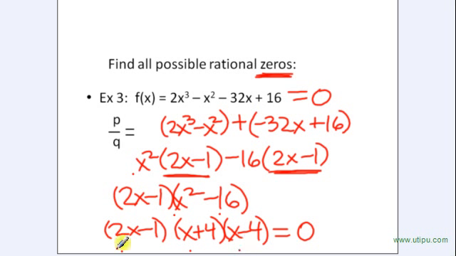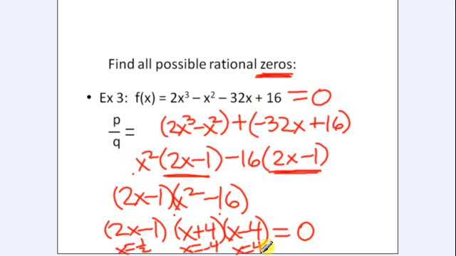So with this one, if I set equal to 0, I would add 1, divide by 2, and I get x equals 1/2. For the next one, I'd subtract 4, and I get x equals negative 4. And for the third one, I'd add 4, I get x equals 4. So you can see I ended up with 3 rational zeros.